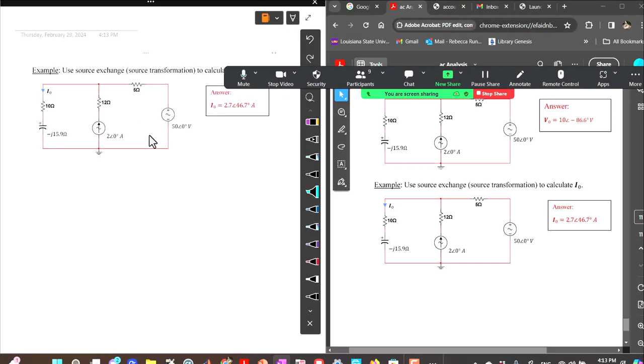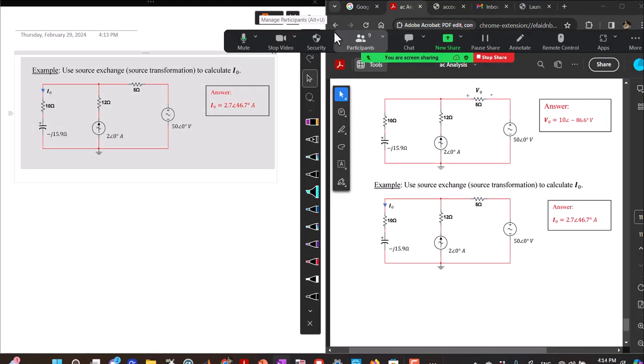All right, so I'm gonna try this, and hopefully y'all watch carefully. Is this the same? This is the same circuit, isn't it? Okay. So this, and we're gonna calculate I-naught. Okay, and what is I-naught? I-naught is the current through the other one.